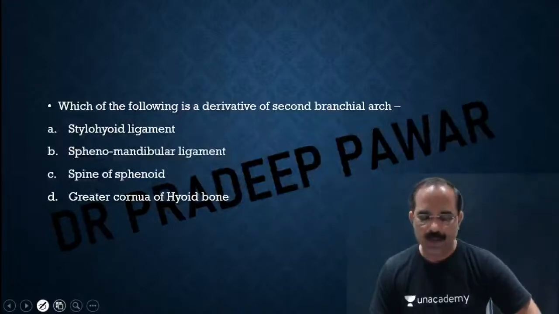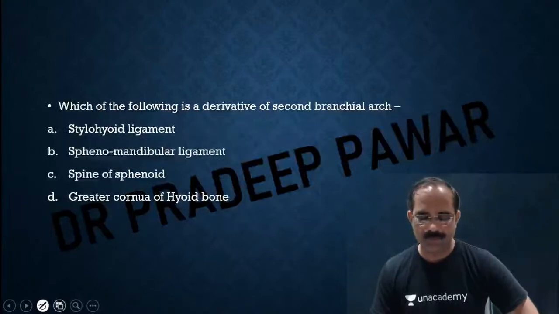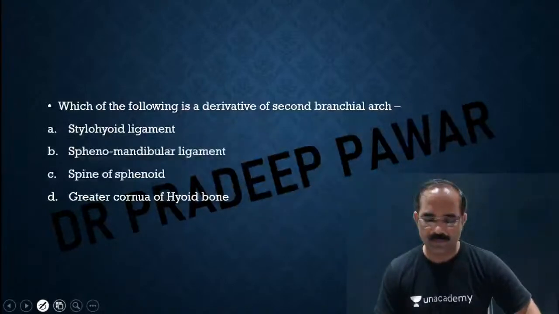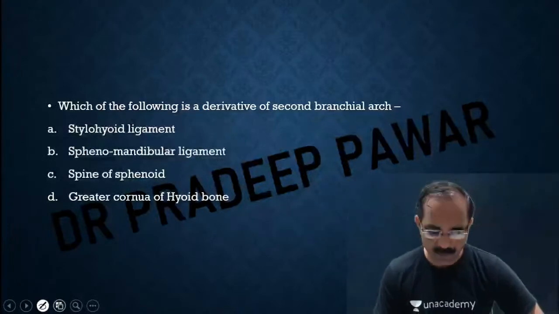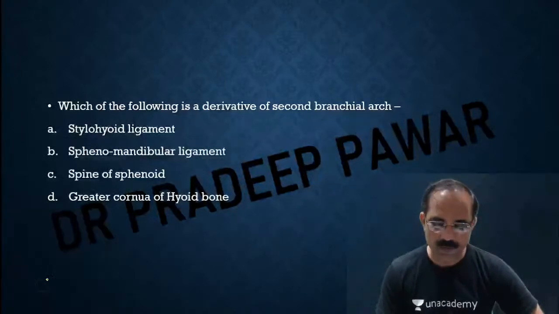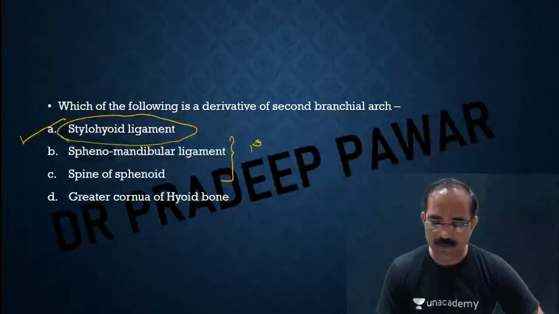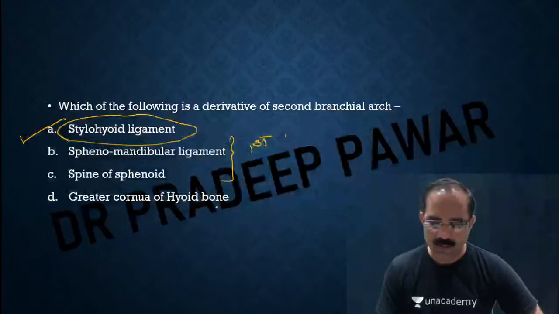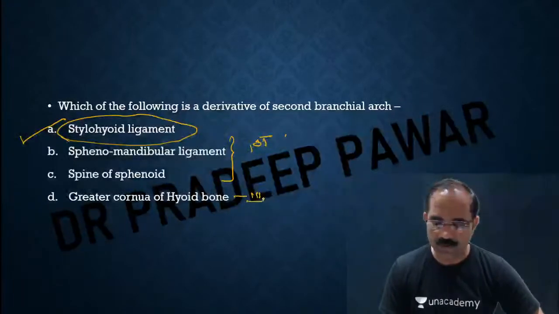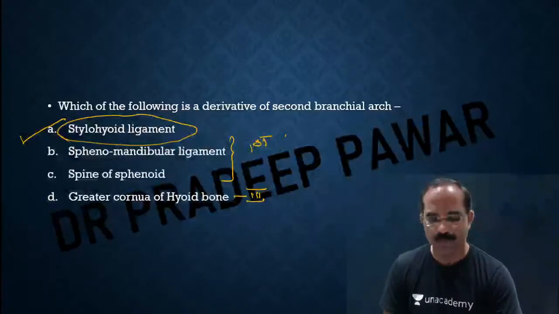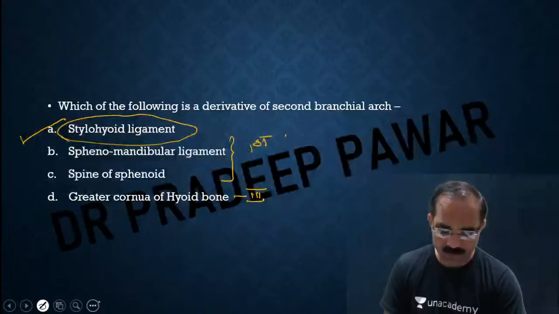Anyone? Students, the answer is stylohyoid ligament. Spinomandibular ligament and spine of sphenoid are derived from the first pharyngeal arch. The greater horn of the hyoid bone is derived from the third pharyngeal arch.